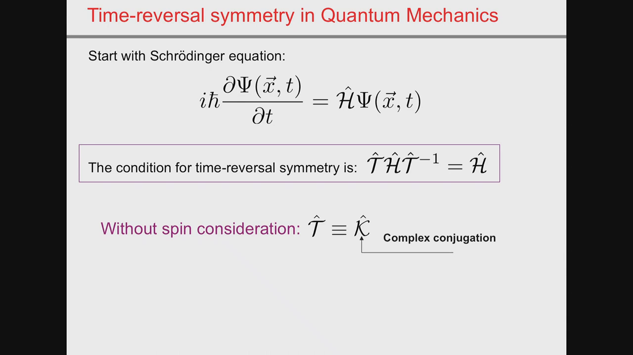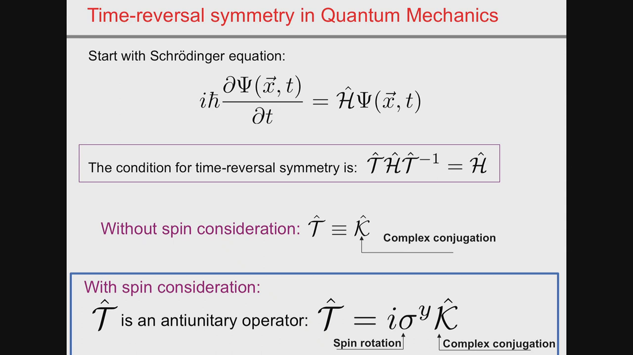So going back to basics, if you start with the Schrödinger equation and you apply the time reversal operator, then the condition for time reversal symmetry to be satisfied is that you come back to the original Hamiltonian. And without any spin considerations, as you all know, the time reversal operator is simply the complex conjugation. You can see it immediately from the Schrödinger equation. When you take the complex conjugation, then you'll get minus here, and it will come back if H under the operation comes back to H. You come back to the same Hamiltonian, to the same Schrödinger equation.